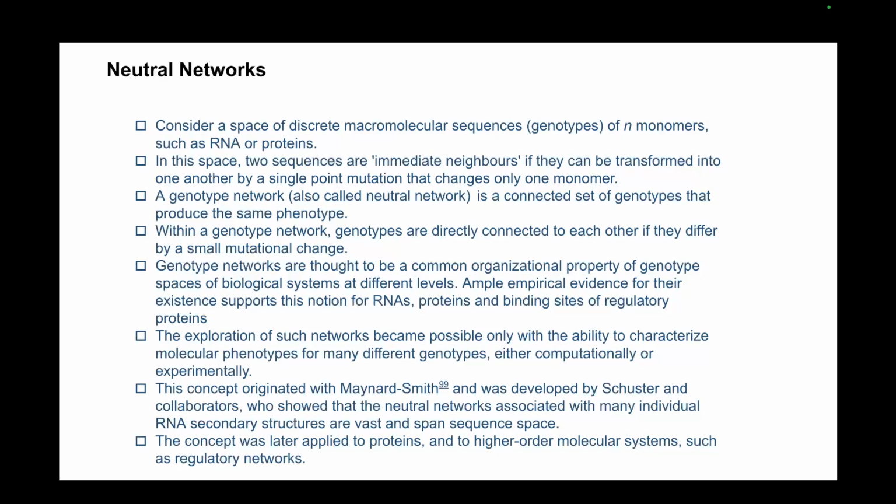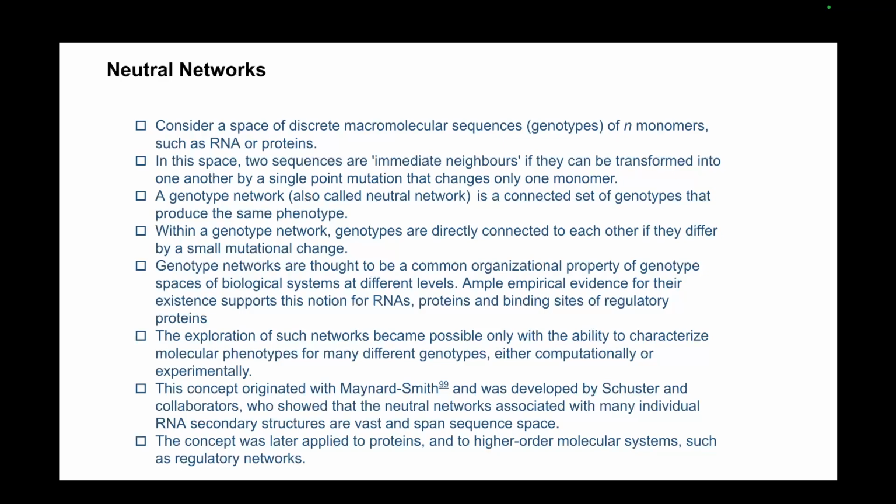The concept was originated by a pair of scientists known as Maynard Smith, and it was developed later by some other collaborators. They showed that neutral networks associated with many RNA secondary structures are vast and span the whole sequence space. What they are trying to say is that for the same RNA secondary structures, there are various genotypes that give the same structure, and these are associated.